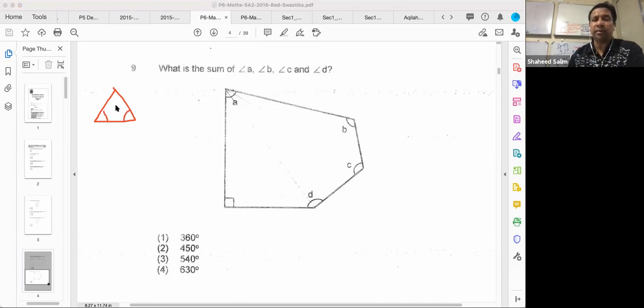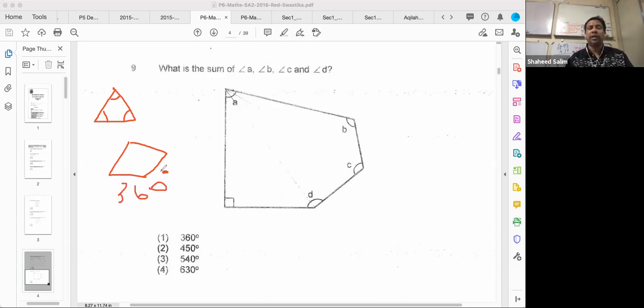Triangle is 180 degrees. Let's say I put two triangles together. Watch, I put one triangle together with another triangle. This is 180, 180. I just remove this one. So it's a four-sided figure. Four-sided figure is 180 plus 180 is 360 degrees. So you remember these two. 360 degrees for four-sided figure. Any four-sided figure. 180 degrees for three-sided figure.